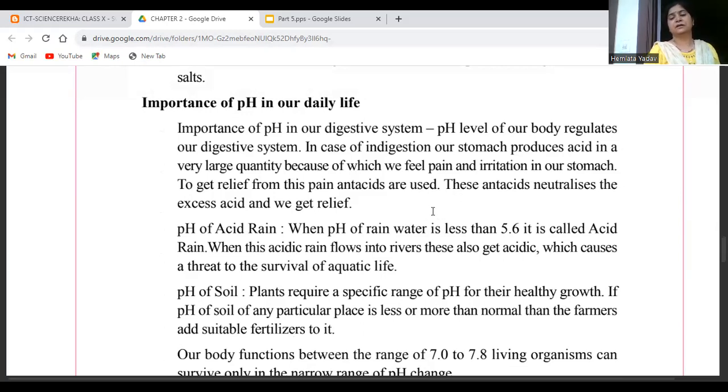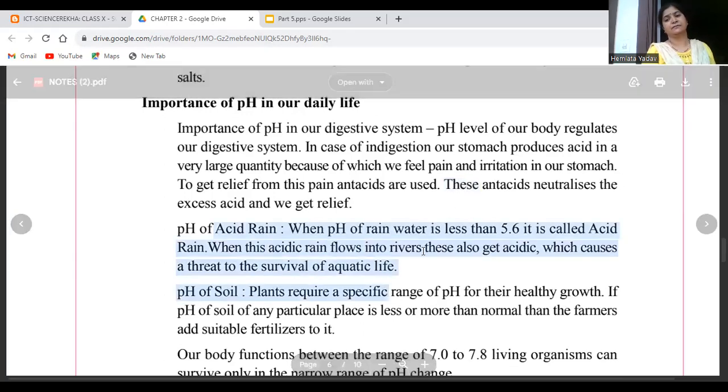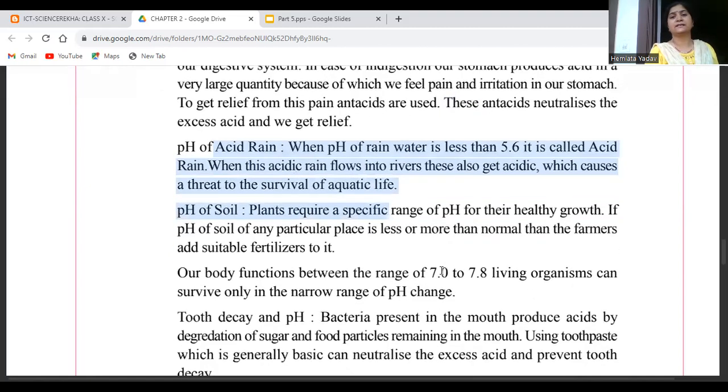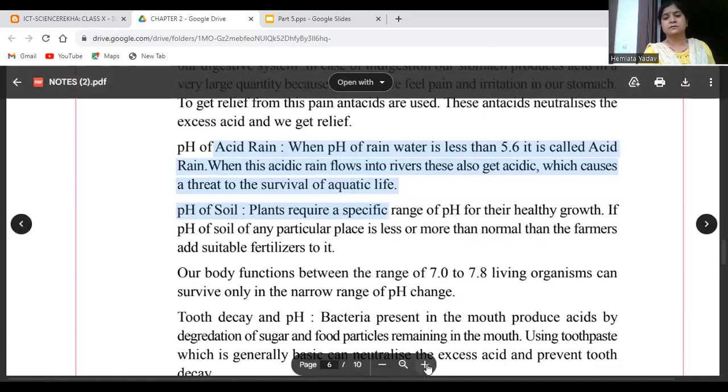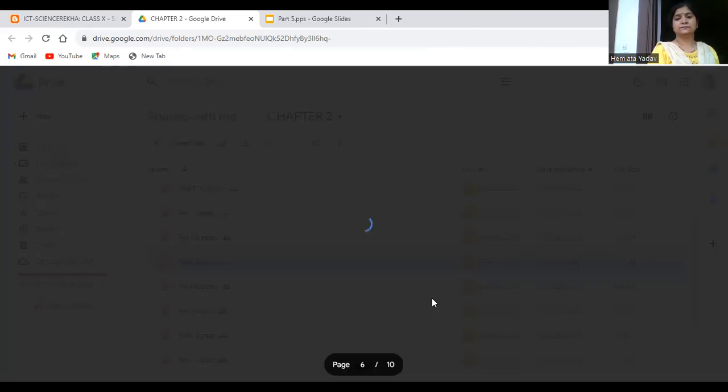And when we take some amount of antacid, we swallow it, and then the antacid neutralizes the acid of the stomach. We get relief. pH of rainwater, if it is less than 5.6, we call that acid rain. And acid rain, when it flows in the rivers, also harms plant life and aquatic animal life.